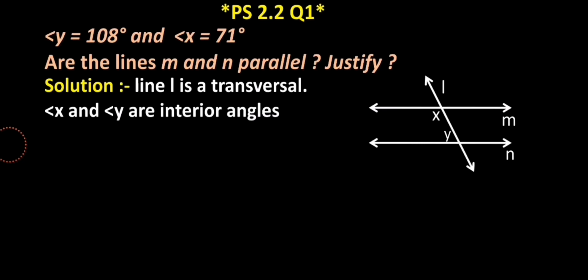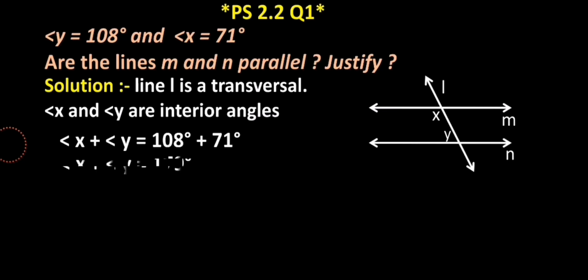Here, first of all, to mention the details, I have mentioned line L is a transversal, X and Y are the interior angles, and then we have to add these interior angles, and as a result, when we add them, I get answer, oh, it's 179 degree.